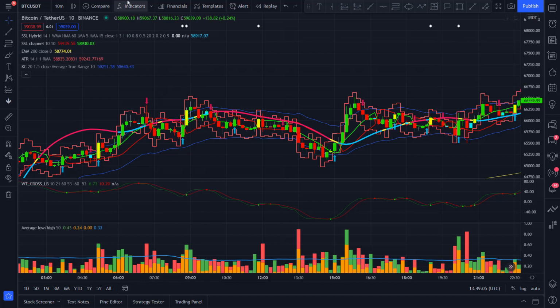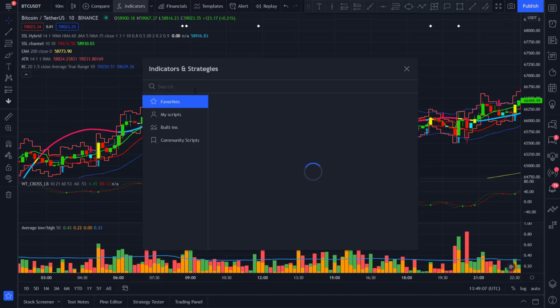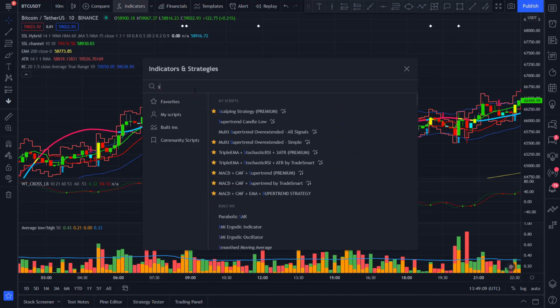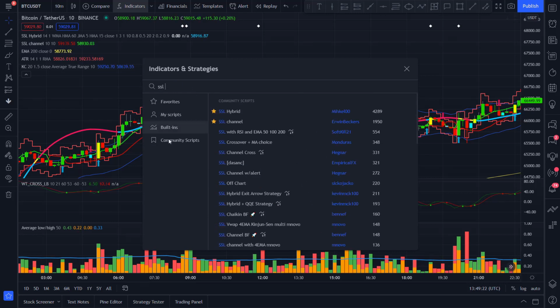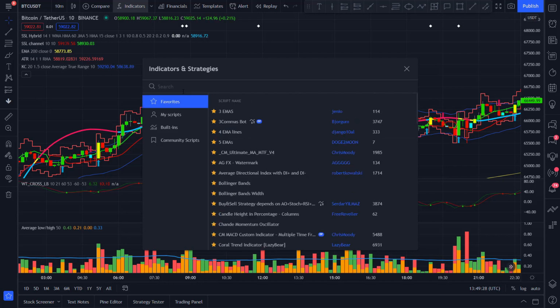So let's go over quickly these indicators. So the first one which you need is the SSL hybrid. Click on this one. The second one is the normal SSL, which is going to be this one. The third indicator is going to be an EMA.